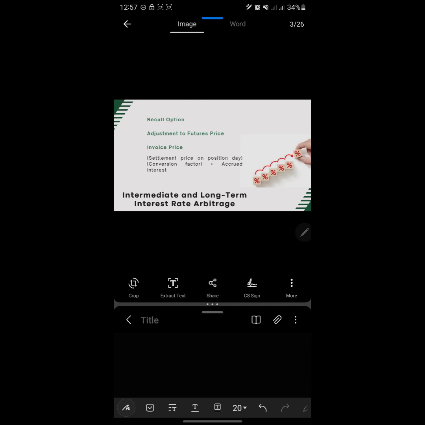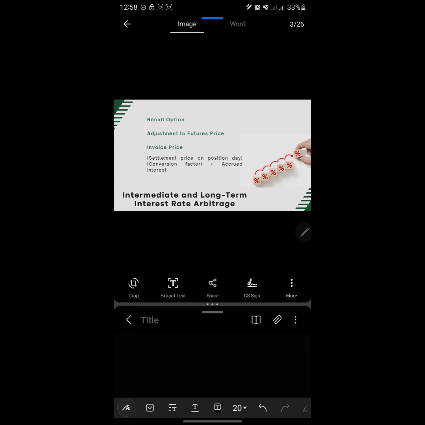So first, we need to know what a recall option is. Recall option refers to a request by the lender to the borrower to return the loan securities. The other term is adjustment to futures price. This refers to a value that represents the cash equivalent of a futures contract. Adjusted future prices will take into account carrying costs as well as conversion factors.